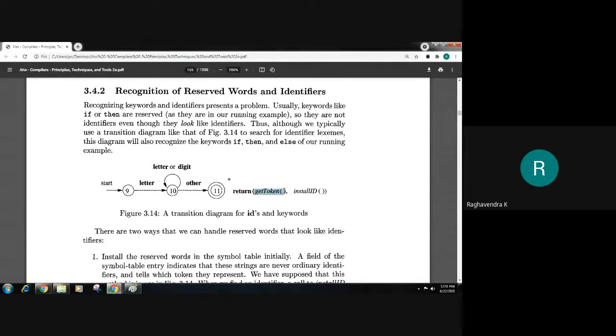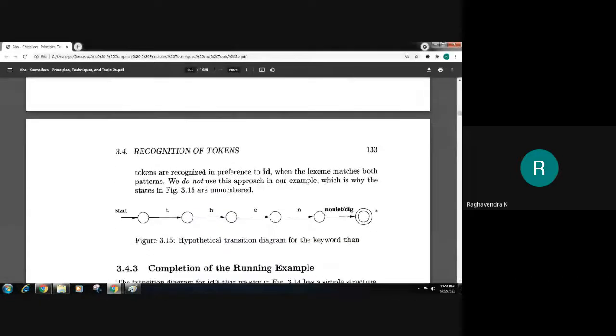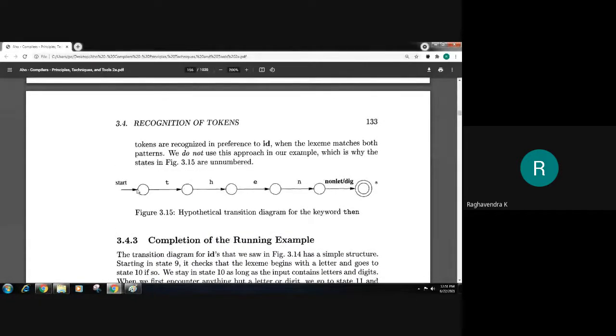So what I will return, I will get the token. I will return identifier only, and we will install that identifier into the symbol table. Install ID is nothing but entering the values into the symbol table. This is the action that we are supposed to take when I see an identifier. Like this you can write the transition diagram for if statements also. Check this out. This is a sample of generating the transition diagram for keywords like if, else, then, etc.